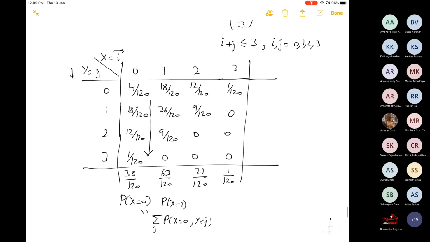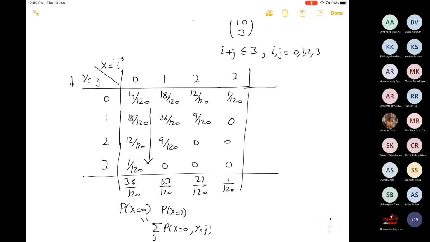Similarly, if you want to find the probability y is equal to 0, you again use the theorem of total probability, the summation over i of the probability x is equal to i, comma y is equal to j.